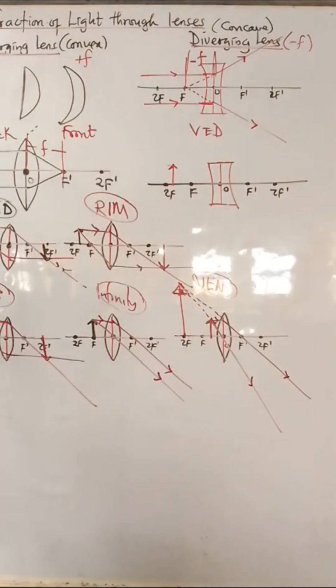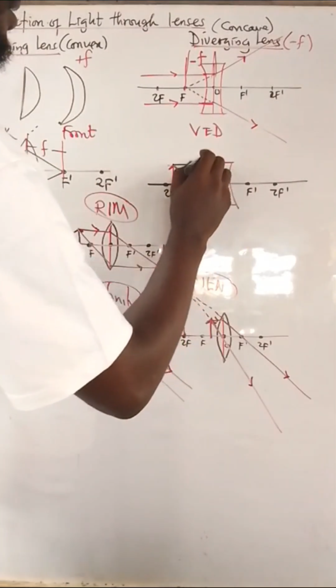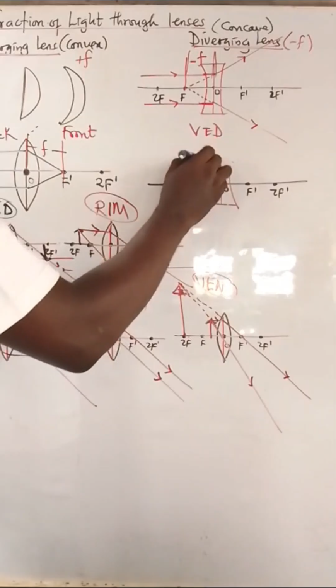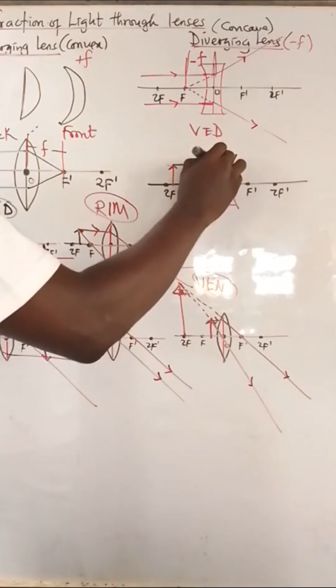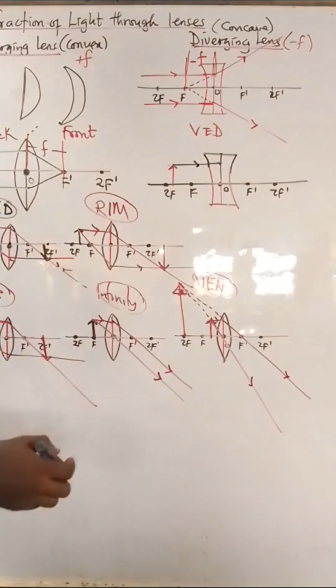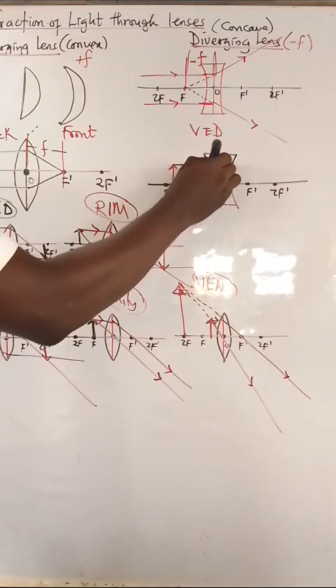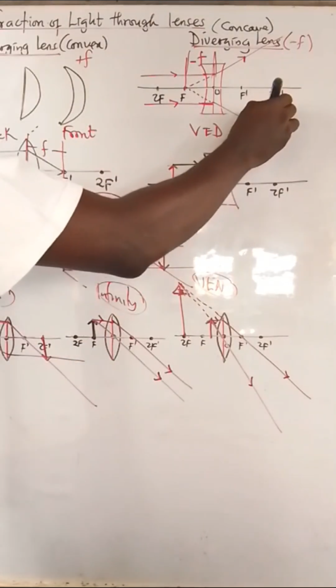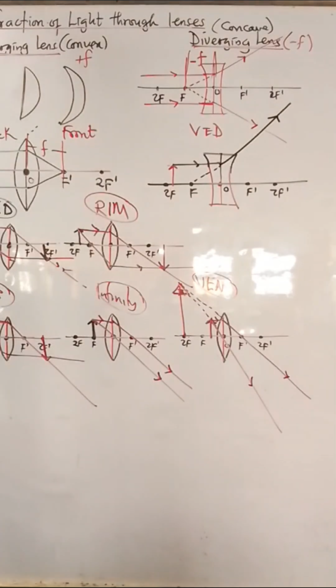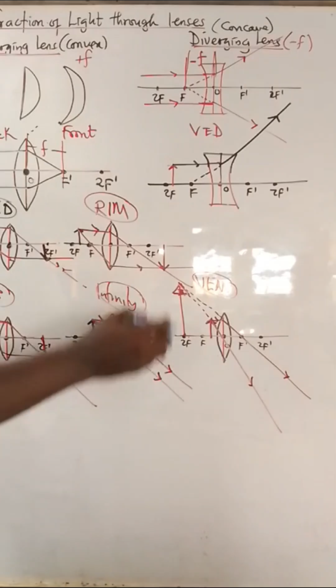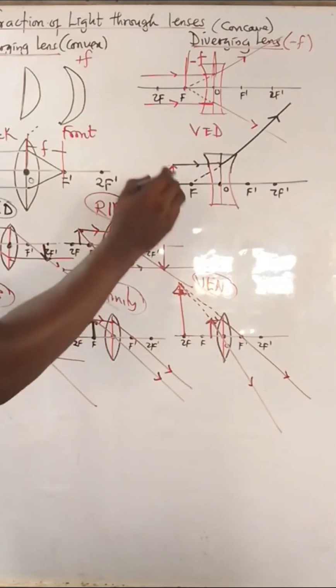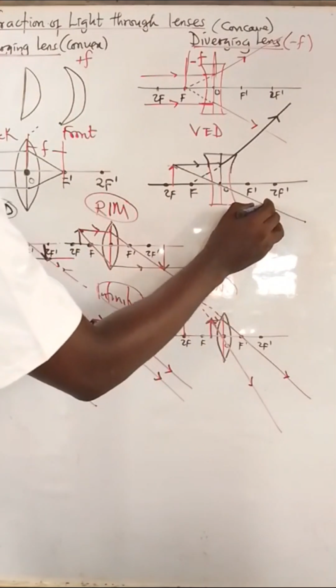We follow the same corollary. Rays parallel to the principal axis, what do they do? Let me make this one longer. Rays parallel to the principal axis, they do what? They refract through the what? Principal focus, in this case, after refraction. Then secondly, any ray that passes through F, or in this case we use the center, any ray that passes through the center, they refract undeviated.